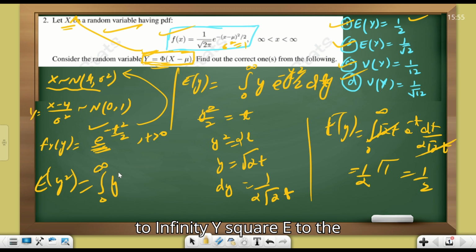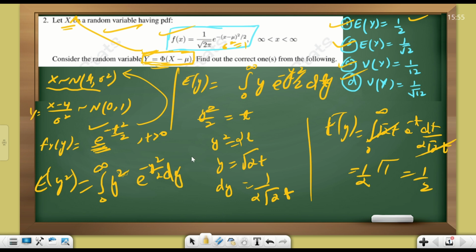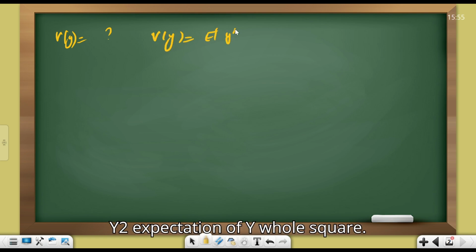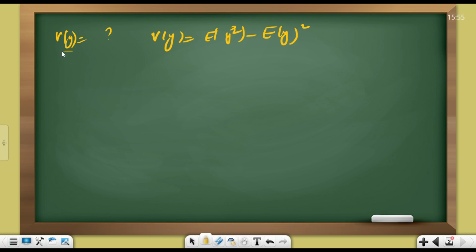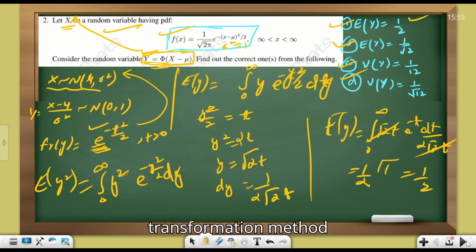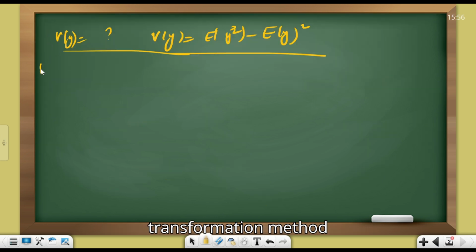0 to infinity y square e to the power minus y square upon 2 dy. ये निकालना है आपको. तो जब आप ये निकालोगे तो फिर variance of y भी आएगा. वो क्या होता है, variance of y होता है expectation of y square minus expectation of y का whole square. हो गया ये ऐसे. नाउ रिमेंबर दिस इज बेस्ड ऑन द transformation method 2.